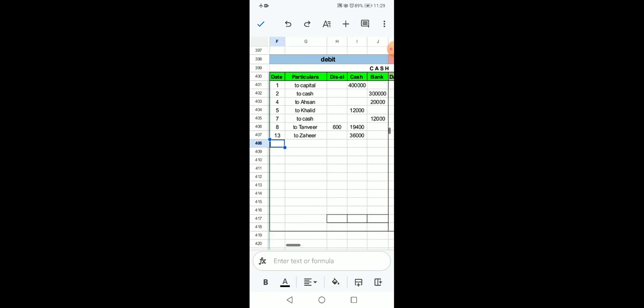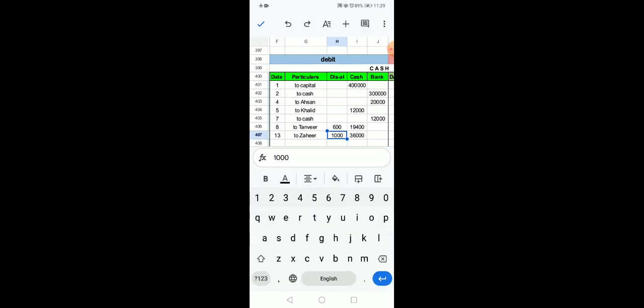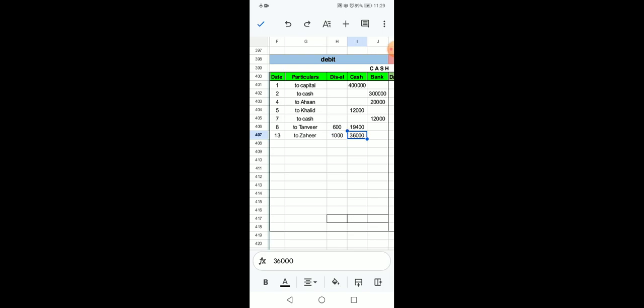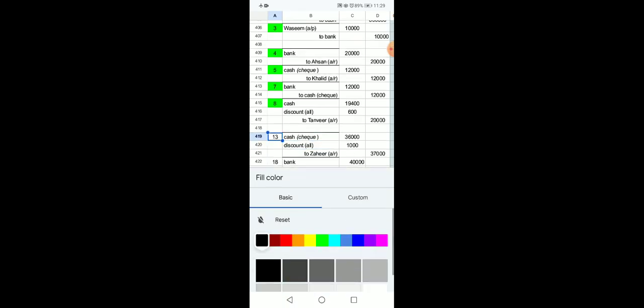Discount is being debited by 1000, so you will put it on the debit side of the discount. There are 2 options. You can write discount over here and write Zahir and date again. Instead of this you can put 1000 on the same line, because the reference of 1000 and 36,000 are the same, both are part of a single entry. Date was the same, so you may write both cash and discount in the same line. Since there were 2 elements, cash and discount, and both have been posted, it means the 13th entry has been completed. Mark it as done.